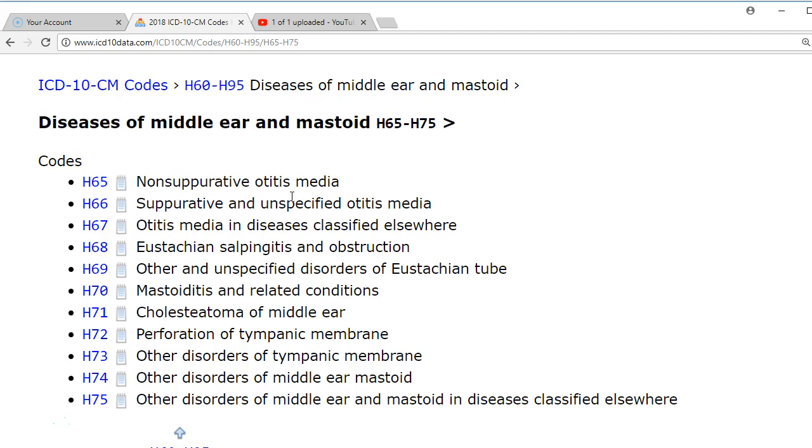That's not a problem. We're also going to see things here dealing with the eustachian tube. Again, remember the tube that connects the middle ear to the back of our throats. We're also going to see issues with the mastoid process, and we're also going to see issues with the tympanic membrane as well.